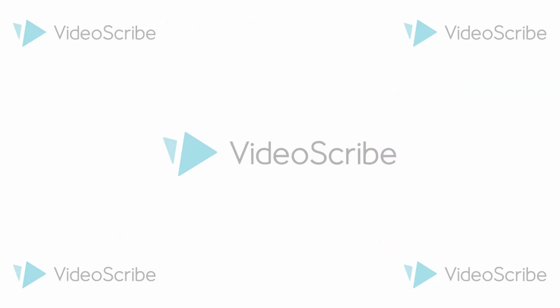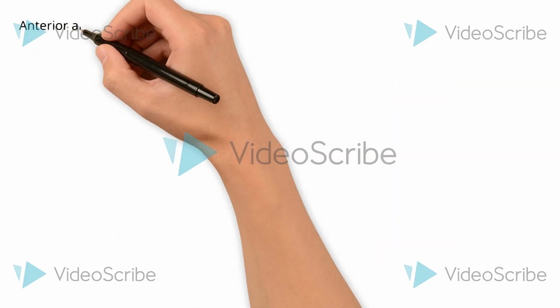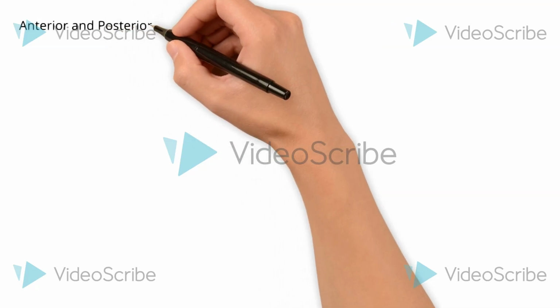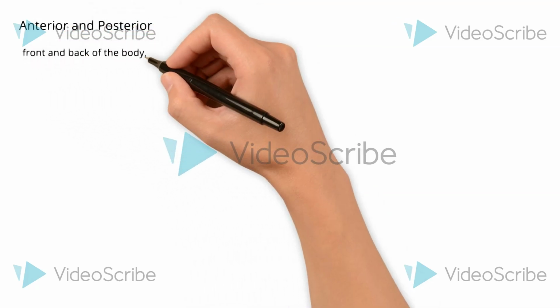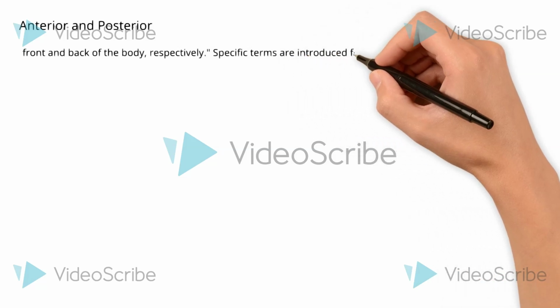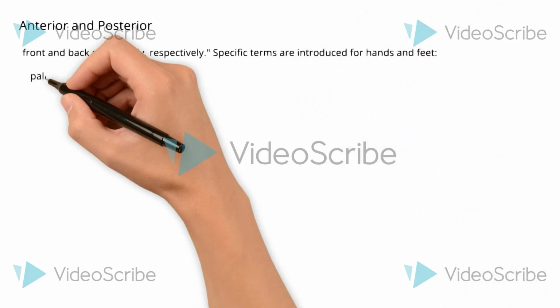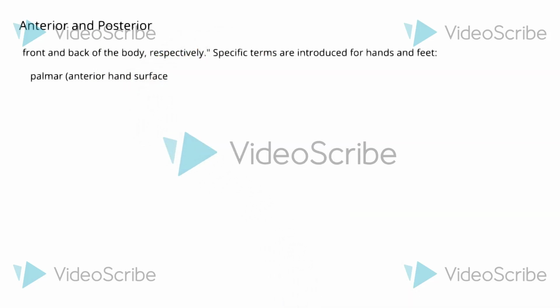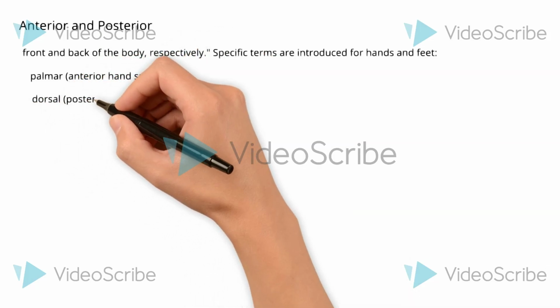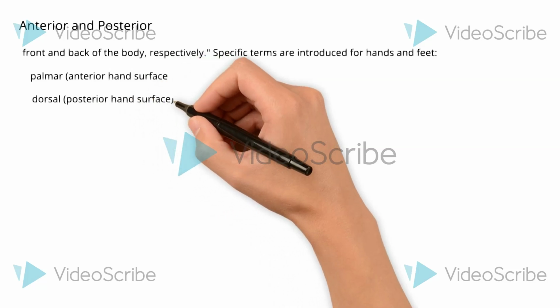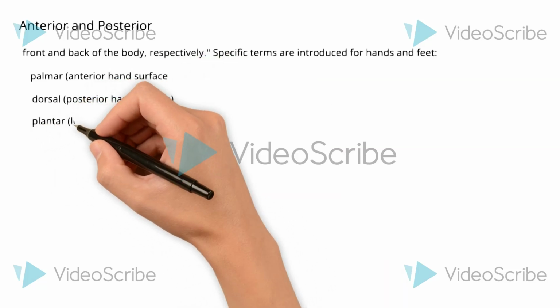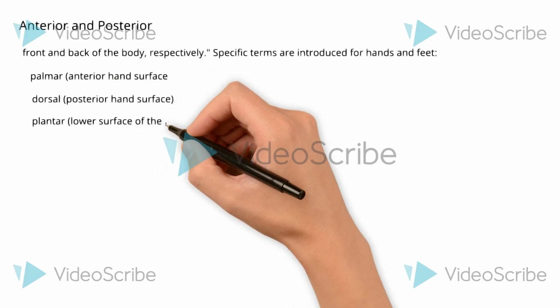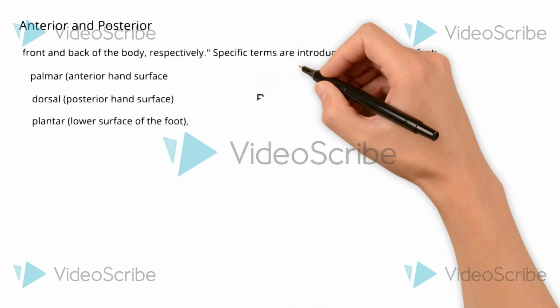Specific terms are introduced for hands and feet. Palmar: anterior hand surface. Dorsal: posterior hand surface. Plantar: lower surface of the foot. Dorsal: upper surface of the foot. Proximal and distal describe the relative distances from the roots of the limbs. For example, the arm is proximal to the forearm, and the hand is distal to the forearm.